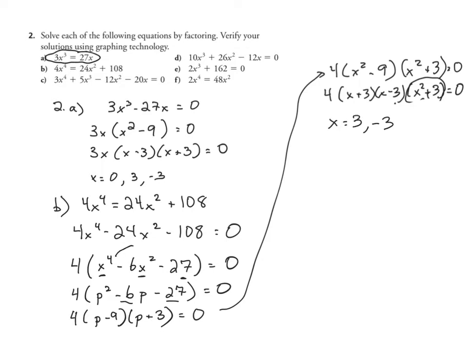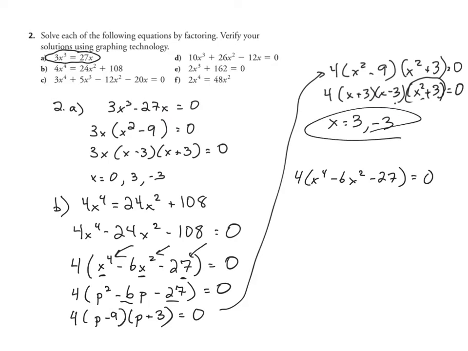Now, if you didn't happen to notice that this was 4th degree, 2nd degree, 0th degree, you could have just tried numbers, like tested numbers. So you got 4x to the 4 minus 6x squared minus 27. Of course, the numbers that would have worked are 3 and negative 3. So let's try 3. 4 times 3 to the 4 minus 6 times 3 squared minus 27 equals 0. 4 times 81 minus 9 times 6 is 54 minus 27 equals 0. And so, yeah, 0 equals 0. So that is true. 3 works.